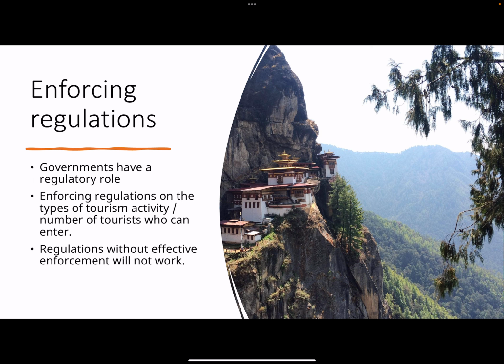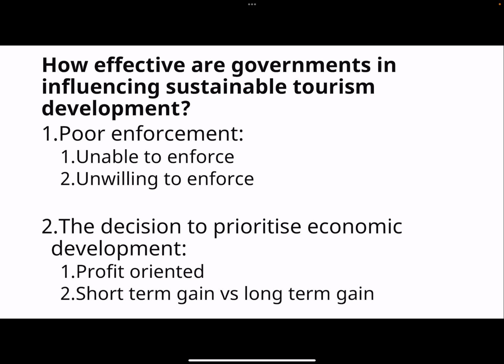Okay, so think about it. Enforcing is important. Being there to put in that the rule of law is important. Being able to enforce the rule of law is even more important. Okay. Now, is it always going to be effective? How effective are governments in influencing this?